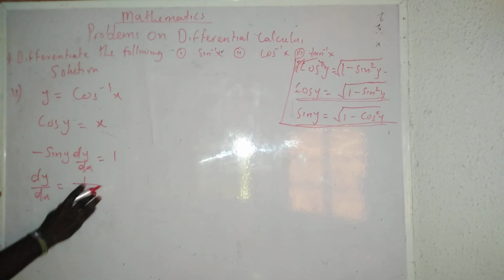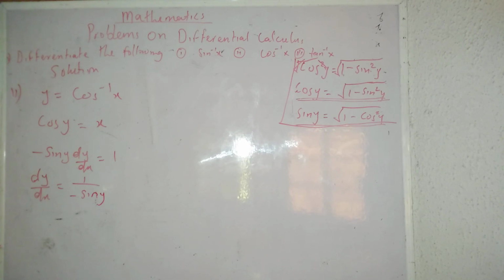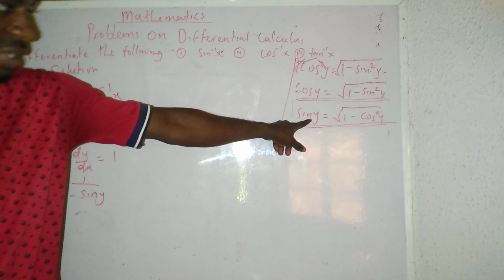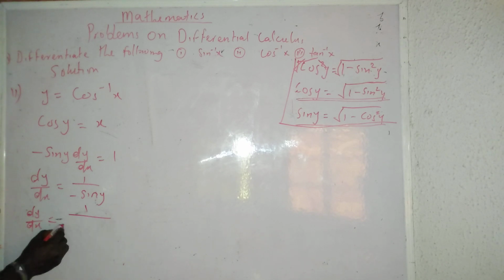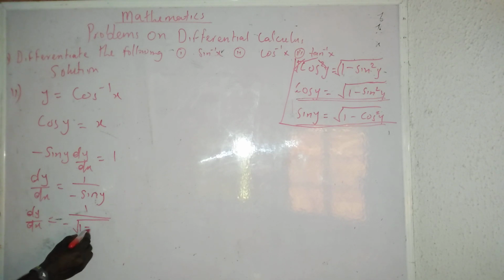Now, if I divide, I will have dy/dx equals 1 all over minus sine y. Now, what is my sine y? It means I can now say that my sine y is equal to the root of 1 minus cos squared y. So dy/dx equals 1 divided by minus the root of 1 minus cos squared y.